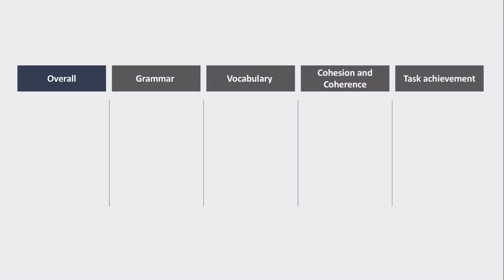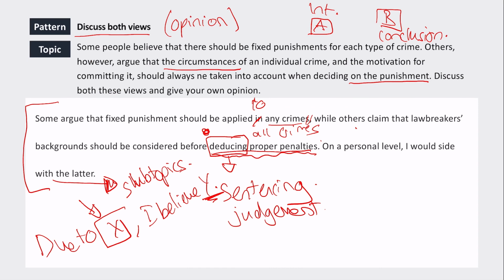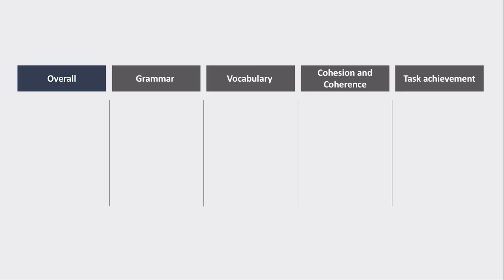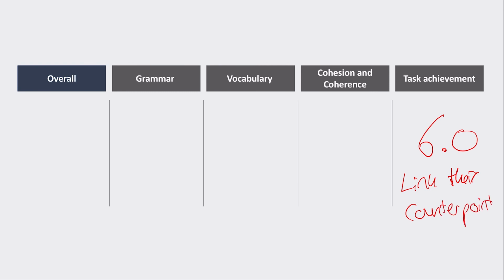So in terms of overall what I'm thinking in terms of task achievement, this candidate really did quite a good job. They did discuss both views. What I would say is that it was just in that paragraph where it was kind of a little bit confused, perhaps knocked them down a bit. So I would want to give them an overall 6. And I would just want to say to them to link their counterpoint more specifically. And so that would also affect their coherence and cohesion, which would probably be a 6.